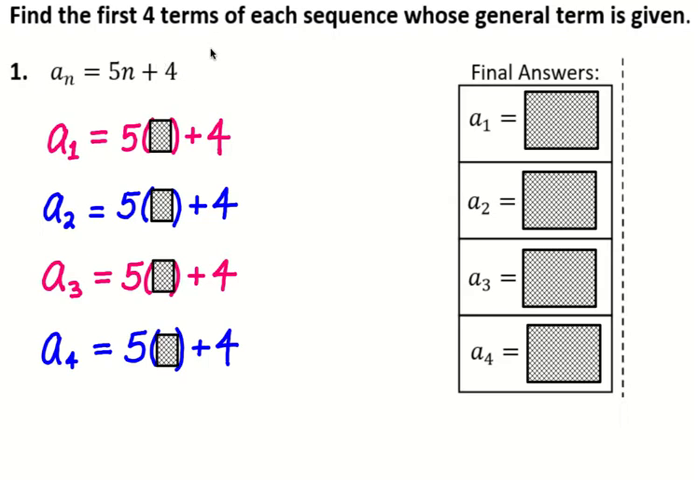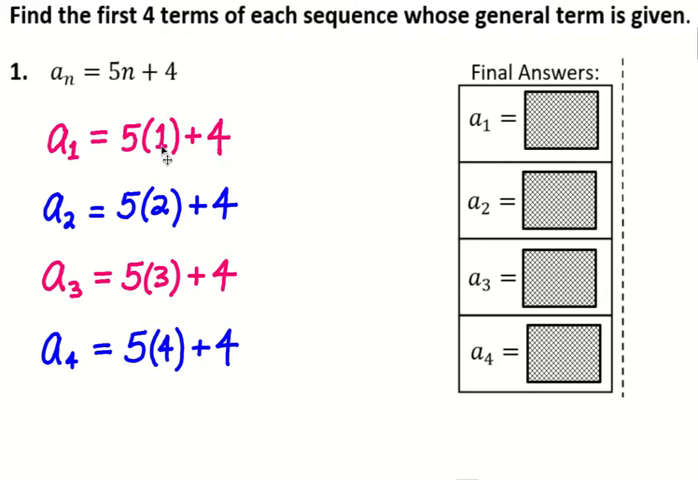To find term number 1, you're essentially going to plug in 1 for n. That should always work when you have nth term formulas. Plug in 1 to find the first term, plug in 2 to find the second term, plug in 3 to find the third term, plug in 4 for n to find the fourth term.